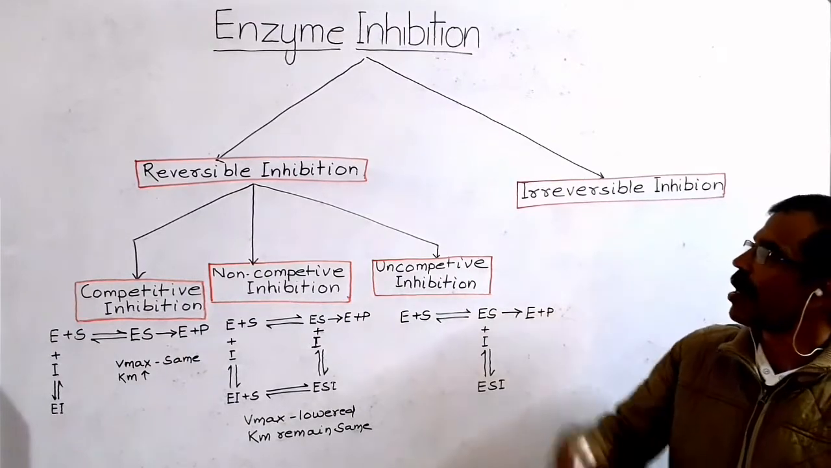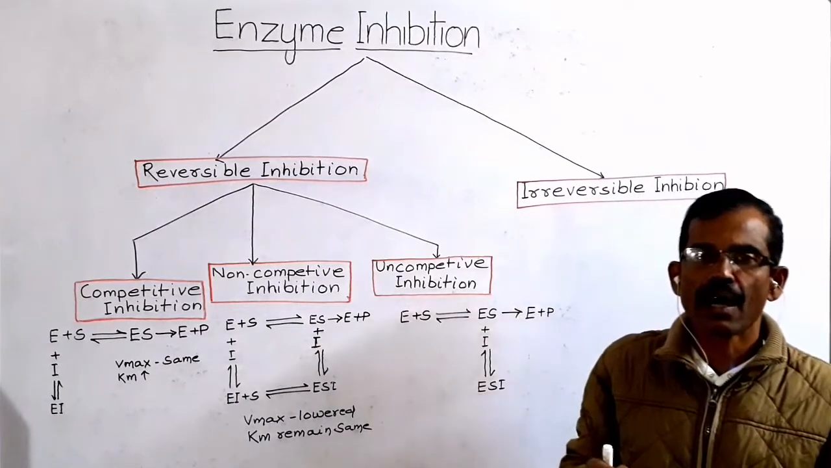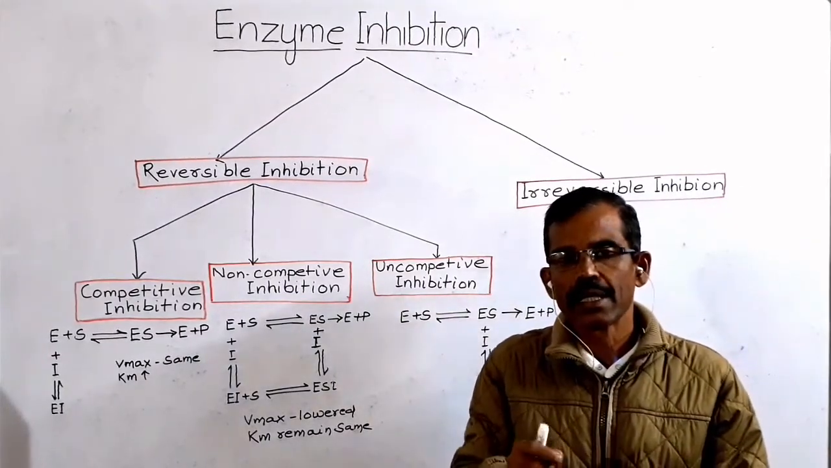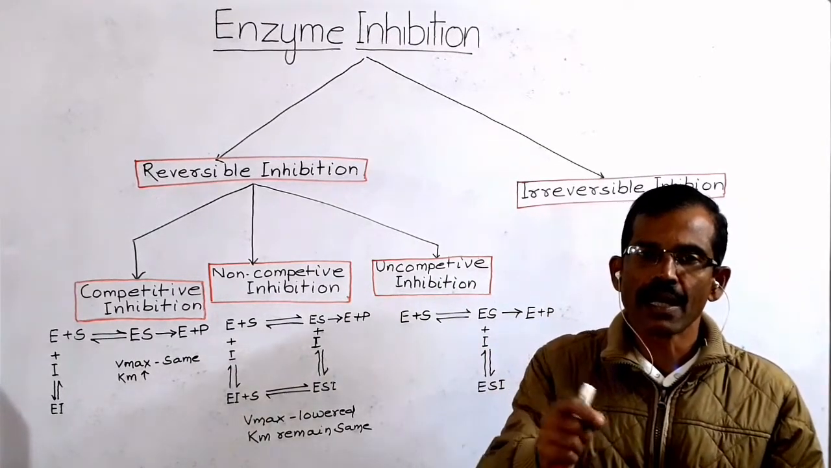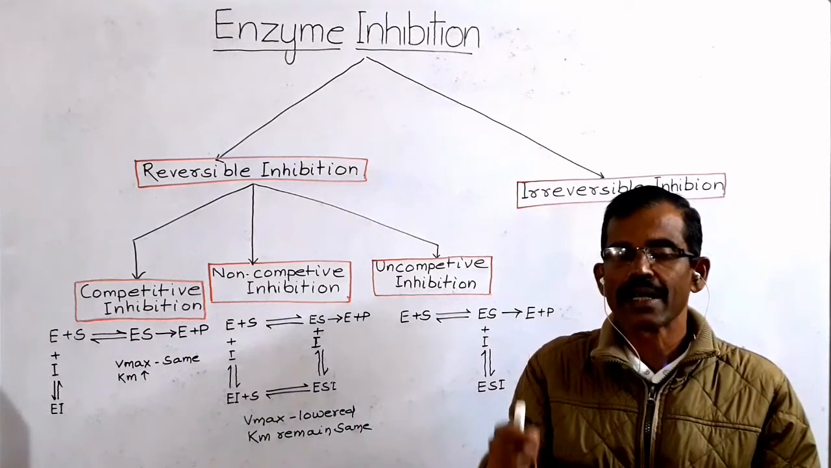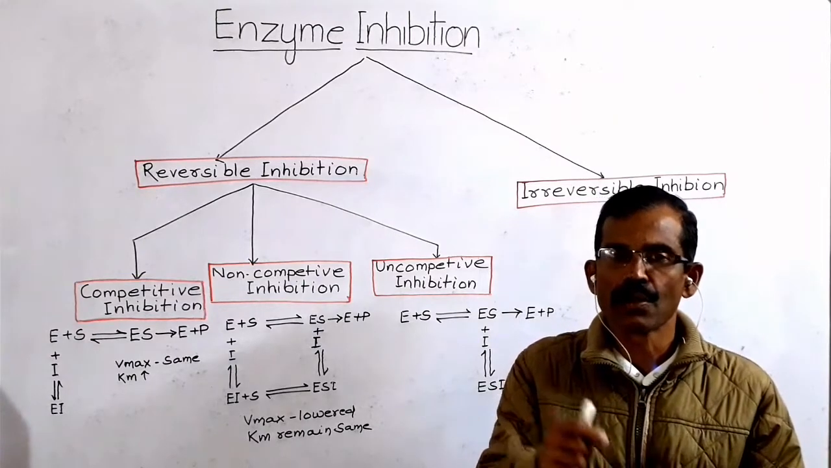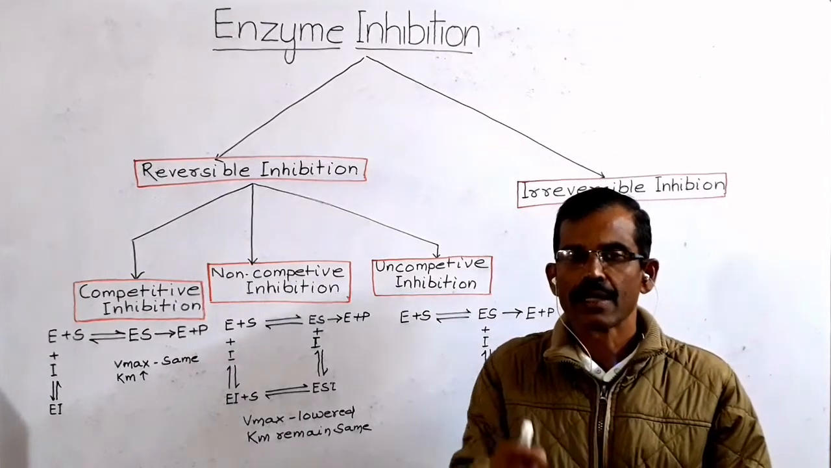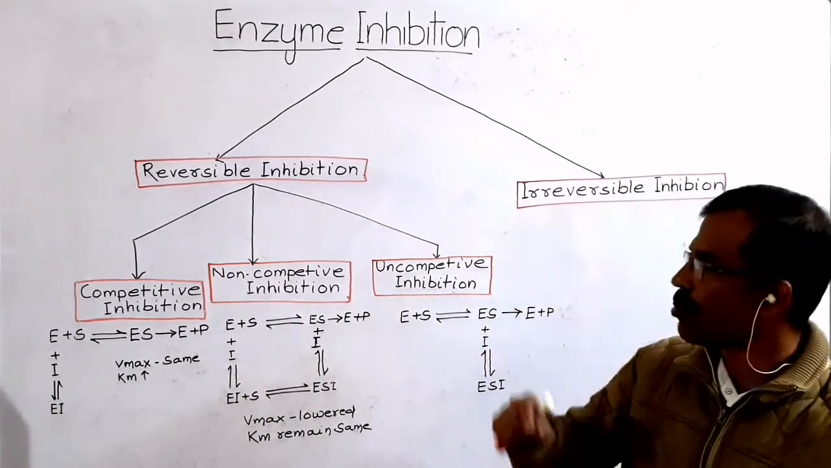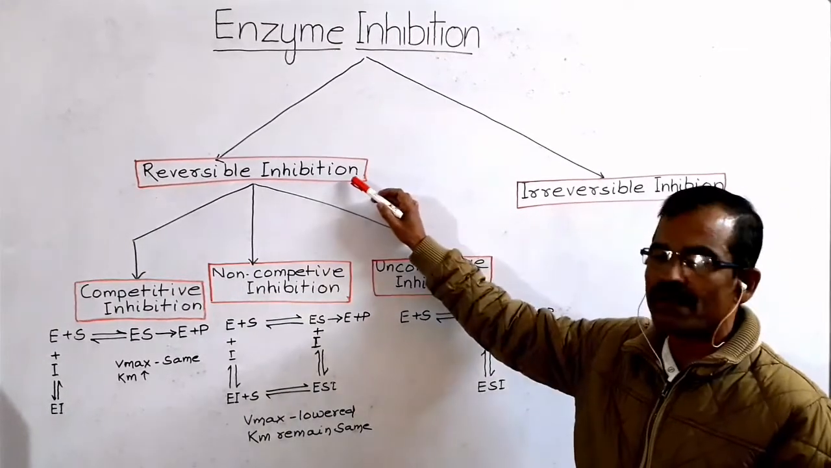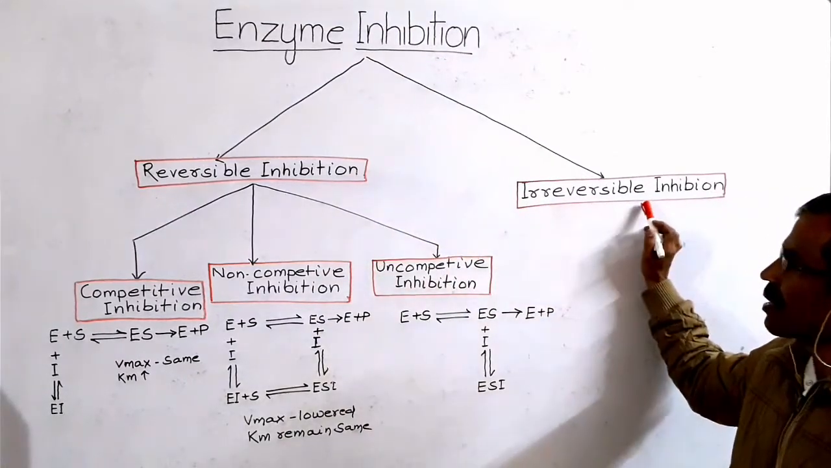Today we shall discuss different types of enzyme inhibition. Enzymes are biocatalysts. They increase the rate of biochemical reactions by lowering the activation energy. Any substance that decreases the velocity of an enzyme-catalyzed reaction is known as an inhibitor, and the process is called inhibition. Enzyme inhibition can be broadly divided into two categories: reversible inhibition and irreversible inhibition.